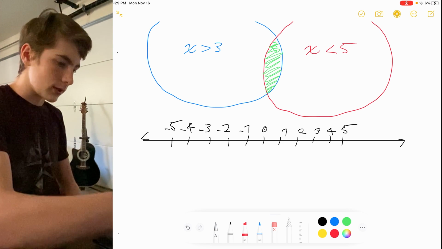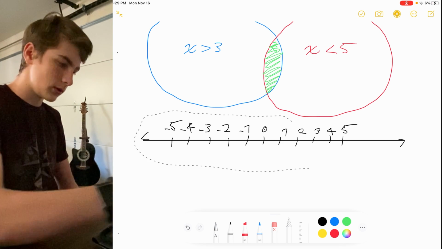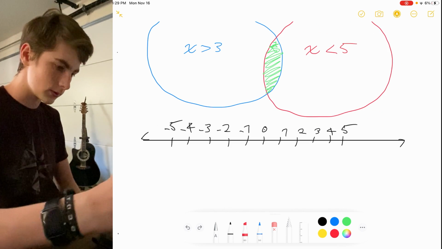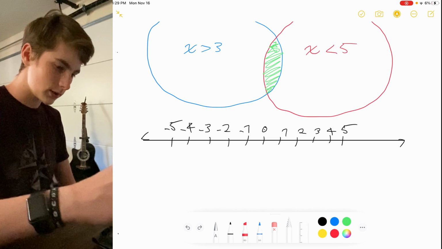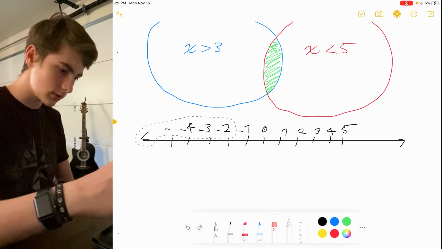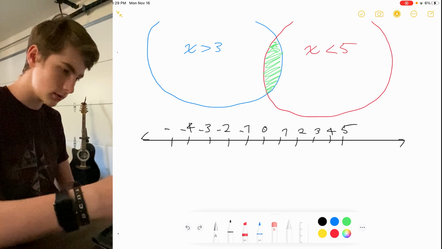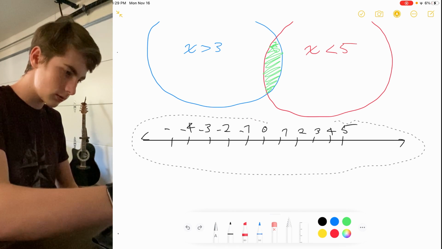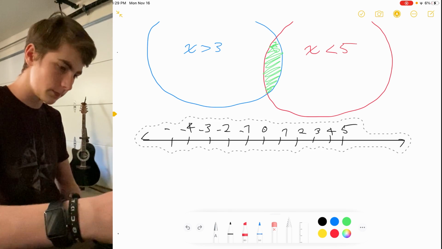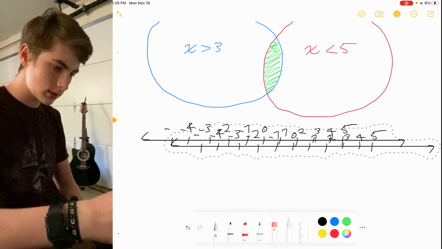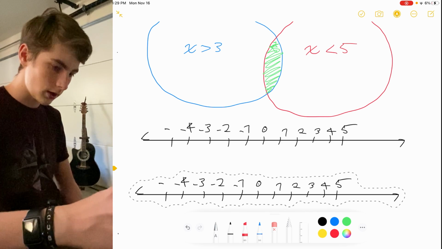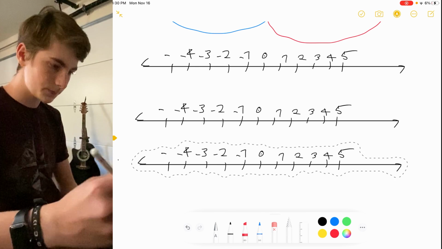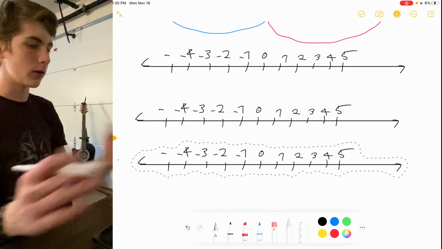I'm just going to duplicate this real quick because I don't want to waste time drawing that two more times later on. Let's duplicate that down here. And then I'm going to duplicate that again right down here. Okay, so now I have our 3 number lines.